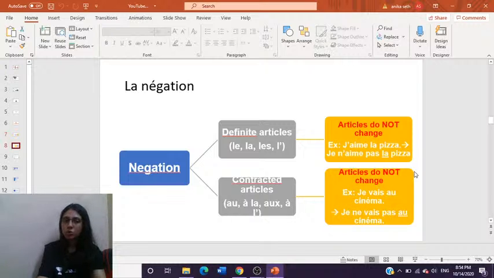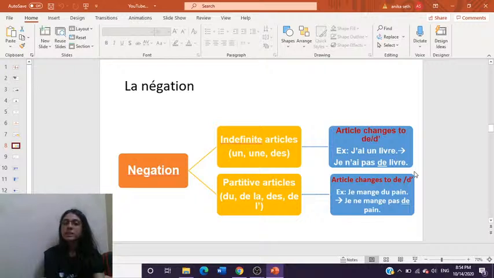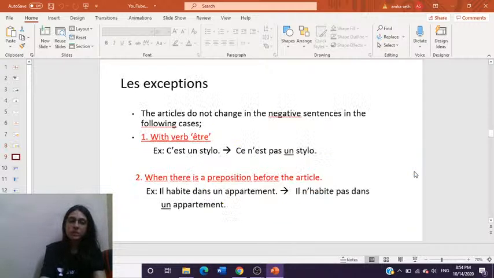So articles do not change. But the indefinite and partitive articles change, because there we are expressing a quantity: j'ai un livre or je mange du pain. Here it is expressing a quantity, and in the negative form these articles change to de, or d' in case the noun starts with a vowel, right?